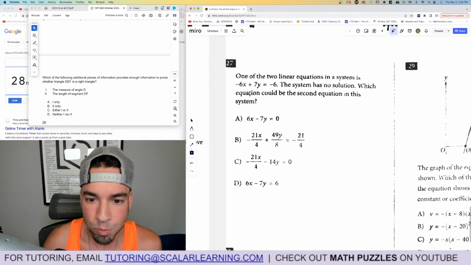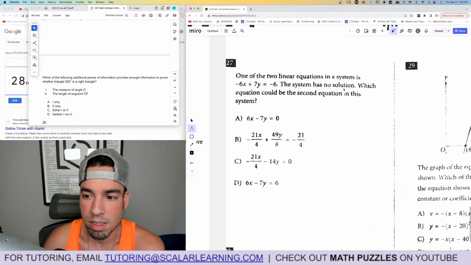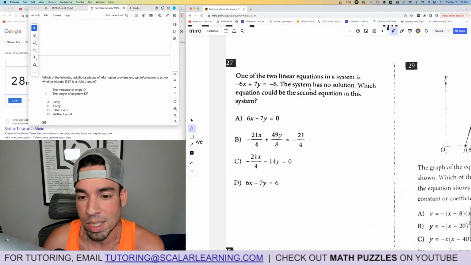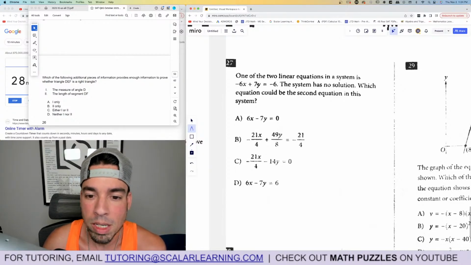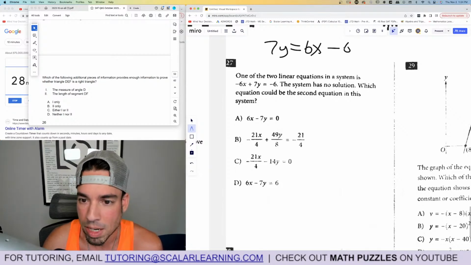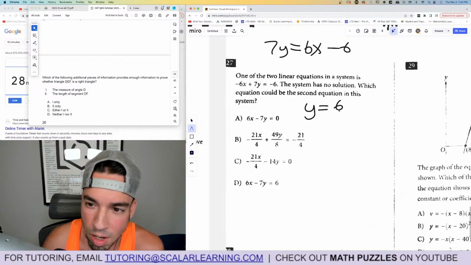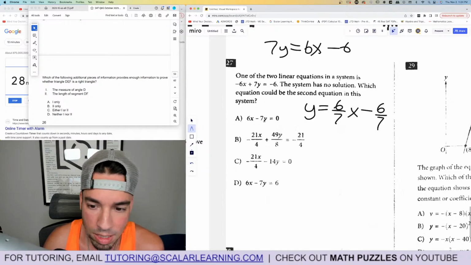Boom, done. 27. One of the 2 linear equations in the system is this. The system has no solution. That means same slope, different y-intercept. So immediately I'm going to get the slope for this equation. 7y equals positive 6x, then subtract 6 from the other side, divide by 7: y equals 6 over 7 x minus 6 over 7. So we're looking for a slope of 6 over 7 and any different y-intercept.